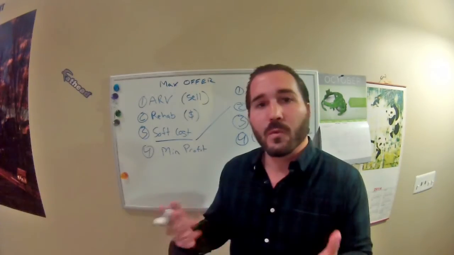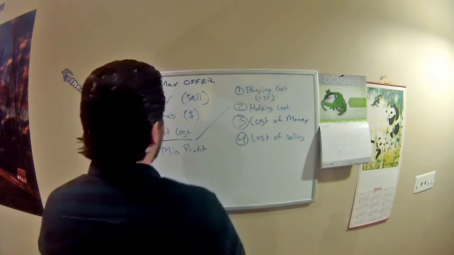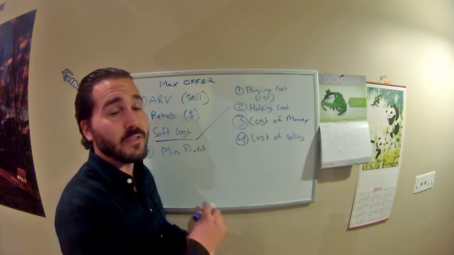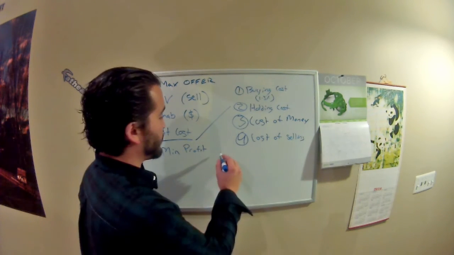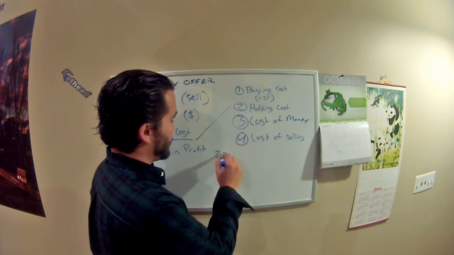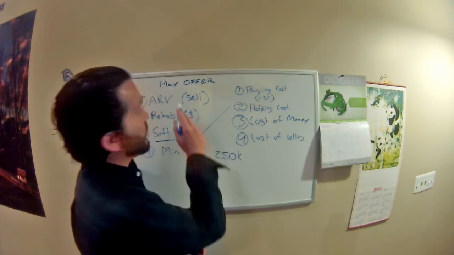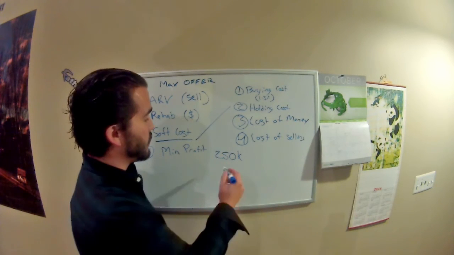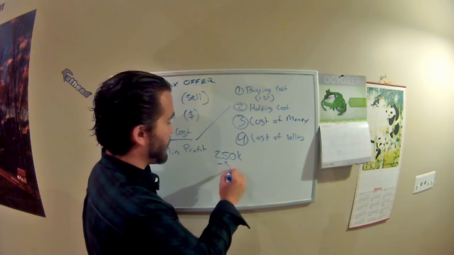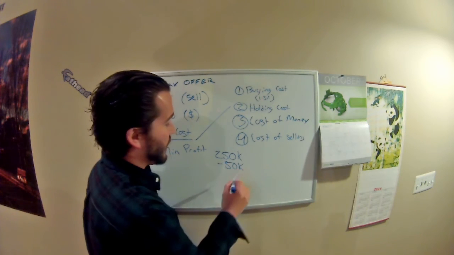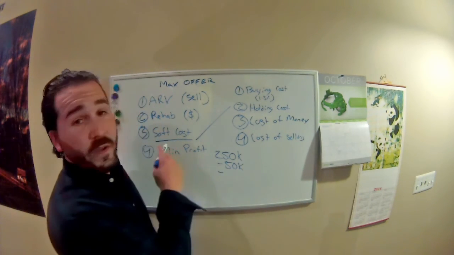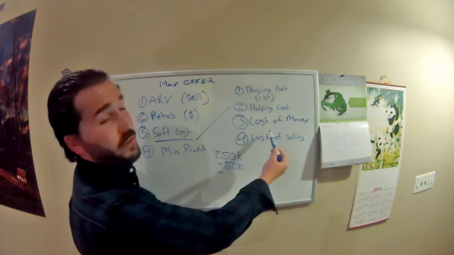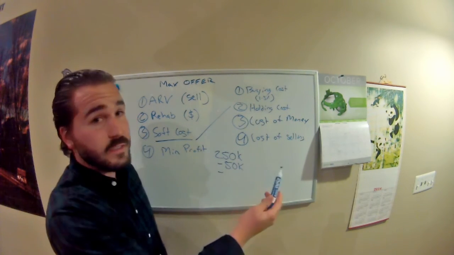So let's look at a real world example of this formula here. Let's say you find your project and you think that house is going to be worth $250,000 when it's all fixed up. You think the ARV is $250K. Next, you're going to want to subtract your rehab budget, which you believe is going to be $50,000. Next thing you want to subtract are your soft costs. These are your buying costs, your holding costs, your cost of the money, and the cost to sell the home.